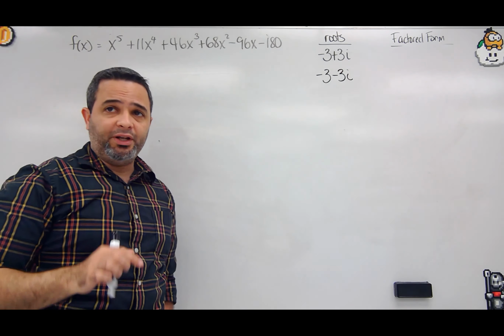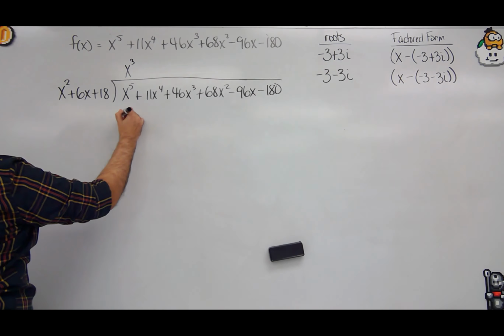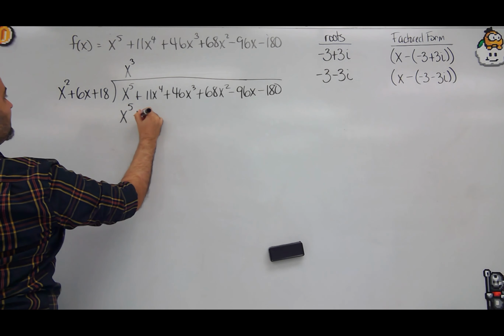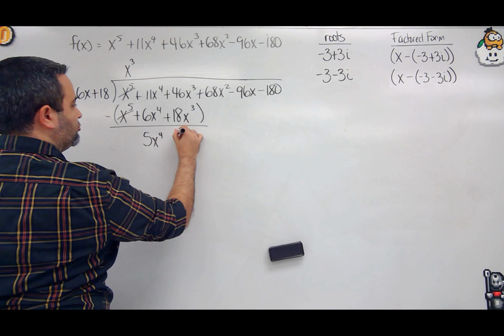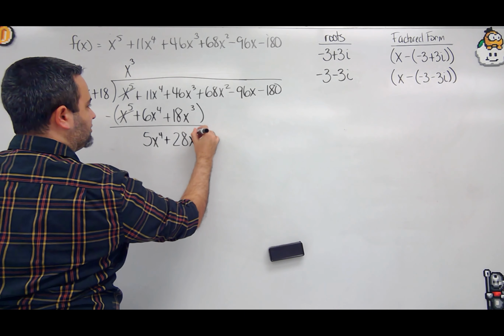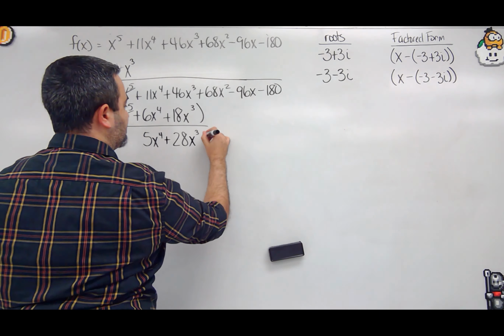Starting here, this would be x cubed. So x to the 5th plus 6x to the 4th plus 18x cubed. Correct? So x to the 5th will cancel. 11 minus 6, so that's a 5. 46 minus 18, so that's going to be 28x cubed. And then the rest of these will come down.